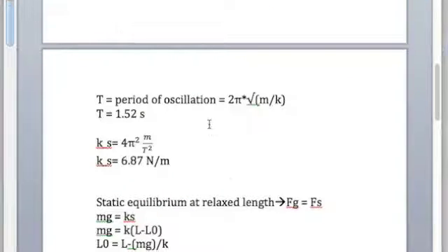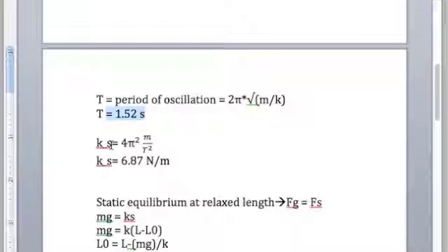We can then start editing the code to predict the motion of the spring. First, we must define the necessary constants such as g, the spring constant, and the relaxed length of the spring. In order to find these constants, we must calculate them. We know that T is the period of oscillation, which is equal to 2 pi times the square root of m over k. From our Tracker video, we are able to see that one period of oscillation is 1.52 seconds.